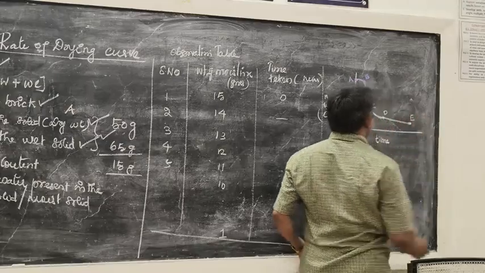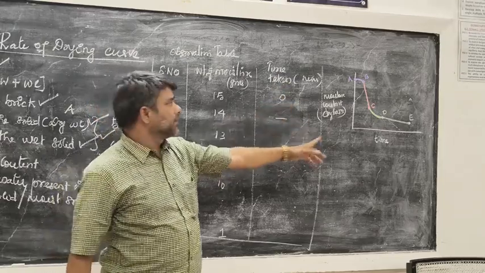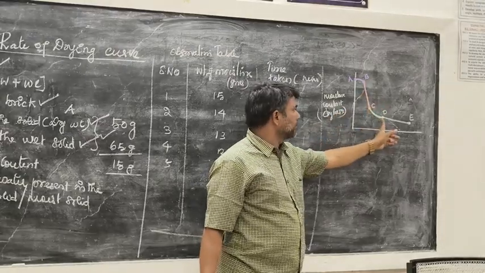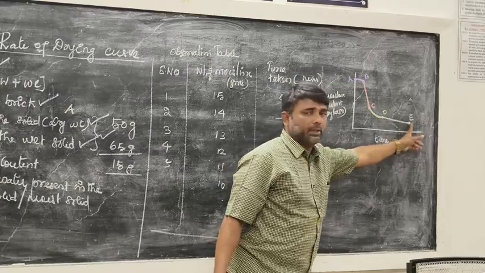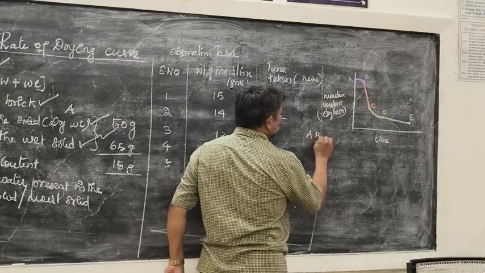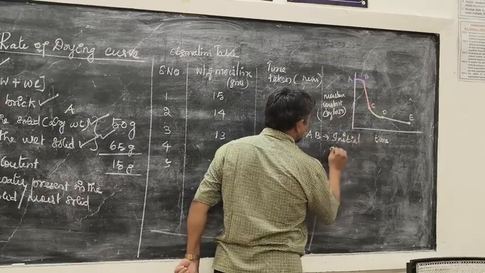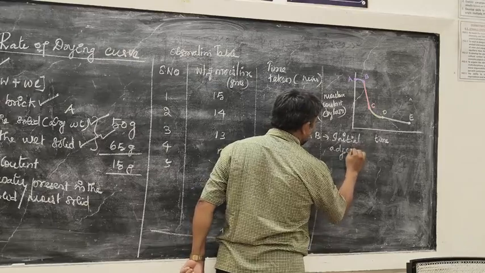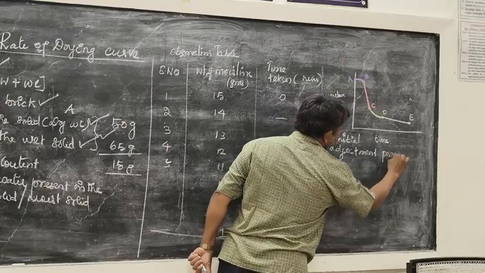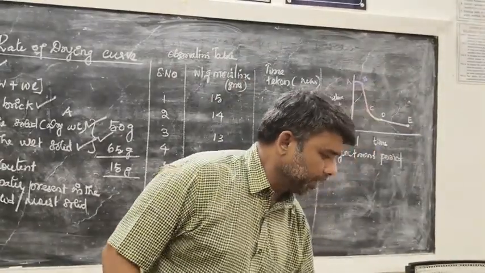Clear? You can see that the slope of the curve changes continuously. This is a type of slope. Again the slope is changed. Again the slope is changed here. Again the slope is changed here. The section A to B is the initial adjustment period. In this period, see this wet sample.